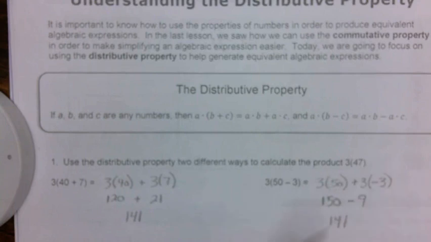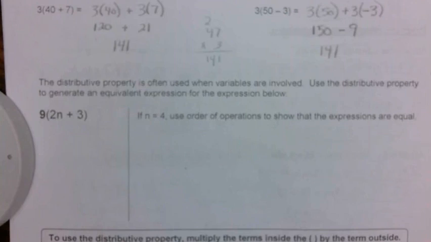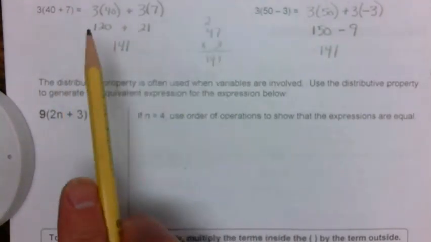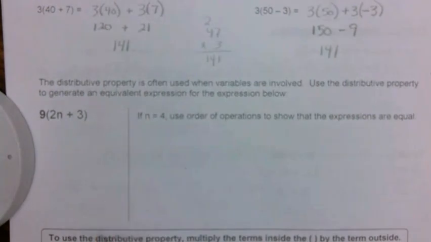And then again, you can check with the algorithm itself. 47 times 3. 7 times 3 is 21. 4 times 3 is 12. Add 2 is 14. And there it is. Again, we get 141 as our answer. So we just had a good review about how to use the distributive property to help us find the answer to a multiplication problem.